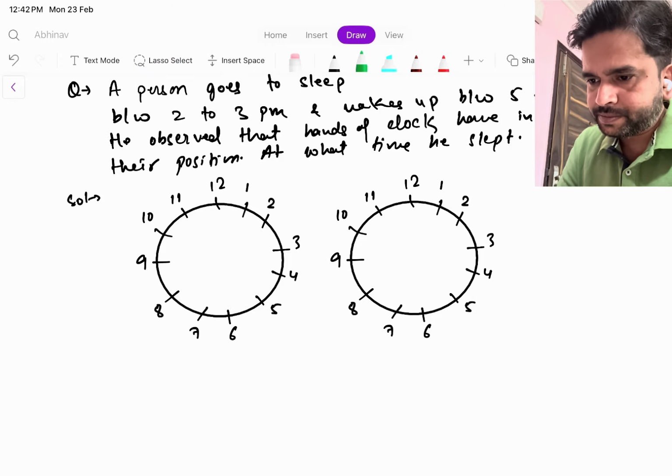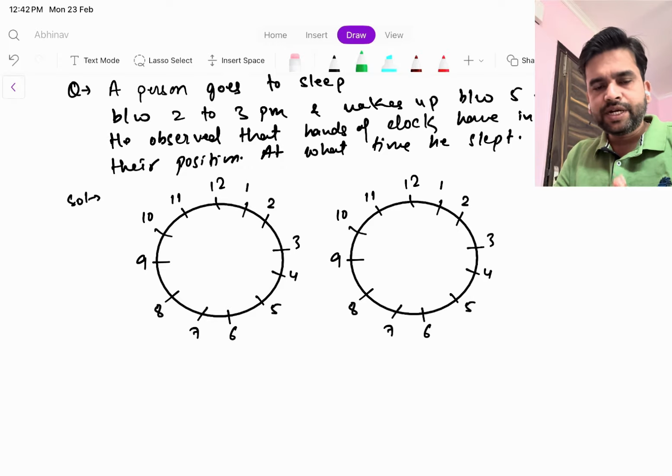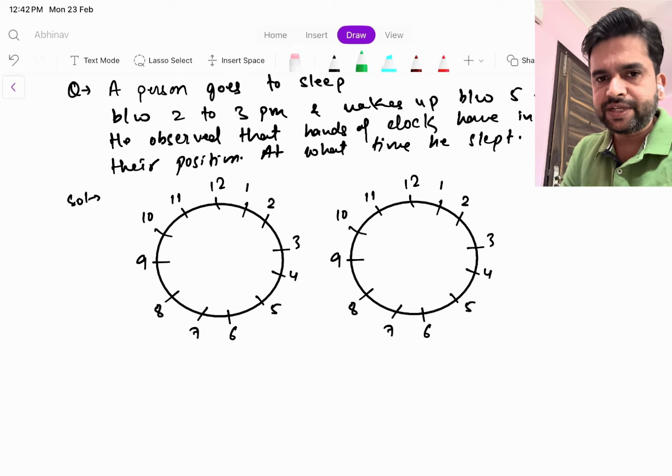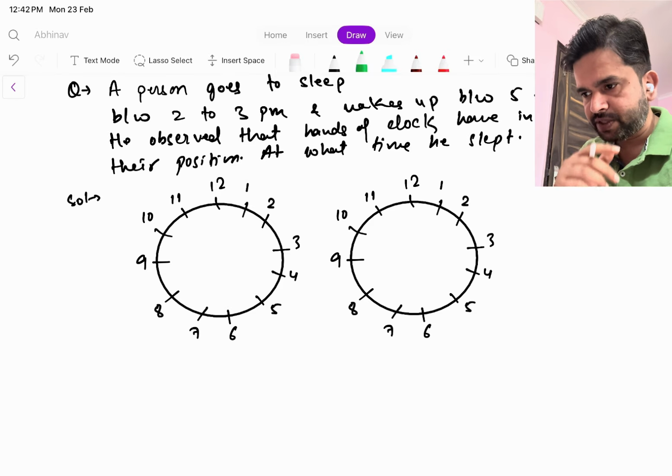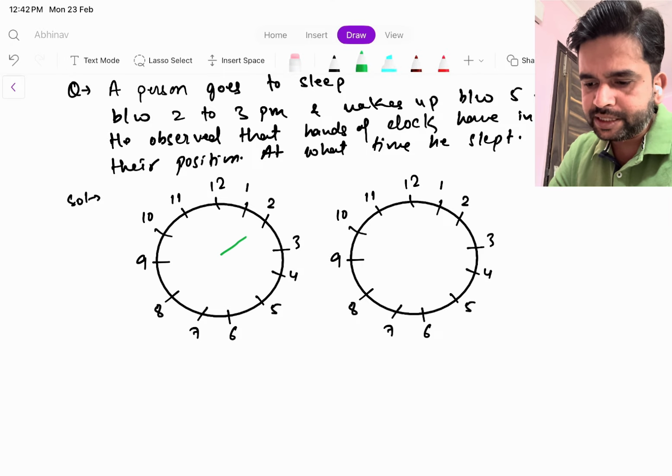So the person goes to sleep between 2 to 3 and wakes up between 5 to 6 in such a way that the hands of the clock have interchanged their position. So what is the mathematical interpretation of this? Mathematically it means that in both scenarios the angle between the hands of the clock is the same.